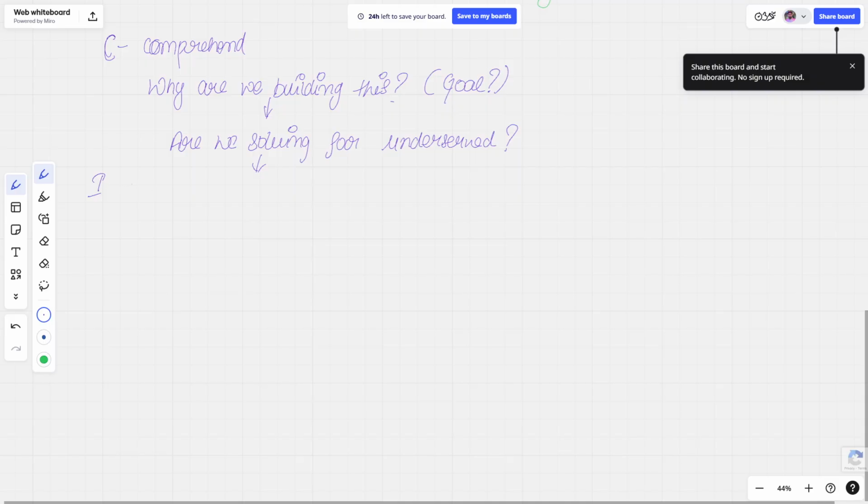Second part is identify the customer. For identifying the customer, it was already mentioned in the question that we are designing an ATM for the visually impaired, but you must think deeply that visual impairment, as much as I know, is of three types.